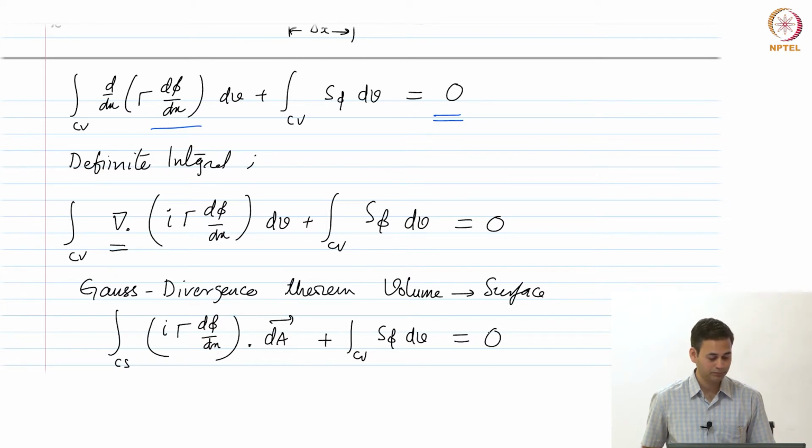In this equation, which is basically a scalar equation, I converted it into a vector form with a del dot and i gamma d phi dx. This is the same as the previous equation. You have i dot i becoming the same thing. I just wrote it in the divergence form that we realized.